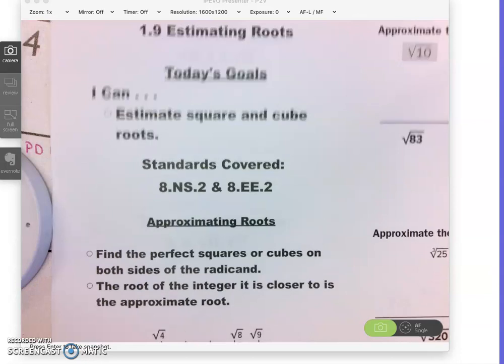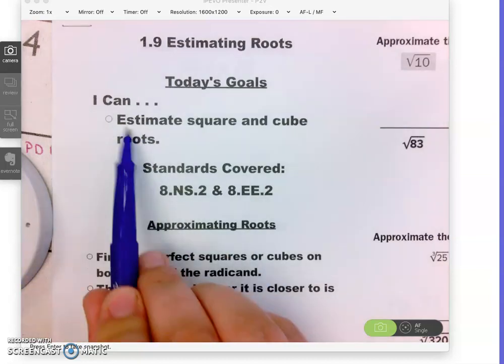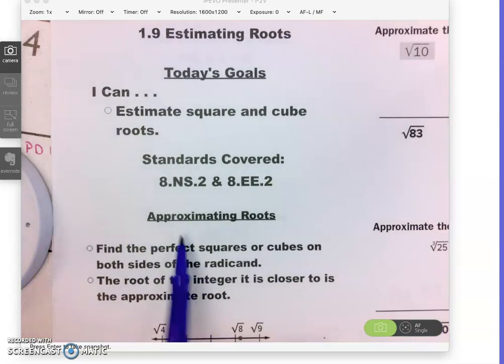Good morning, good afternoon. Today we're going to be talking about 1.9 estimating roots. I can estimate square roots and cube roots. So at the end of today we should be able to estimate those square roots. Estimating or approximating are going to be that same thing.